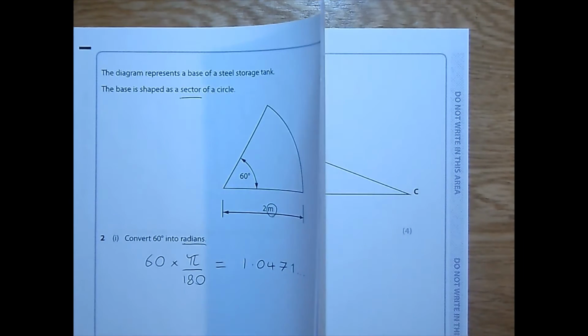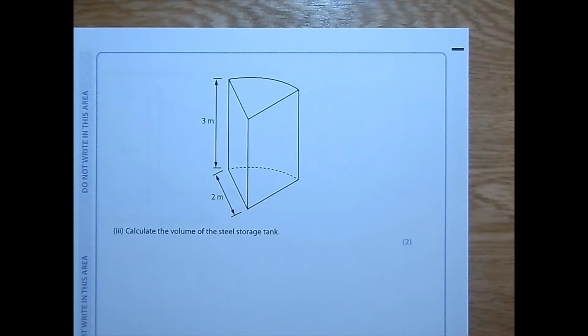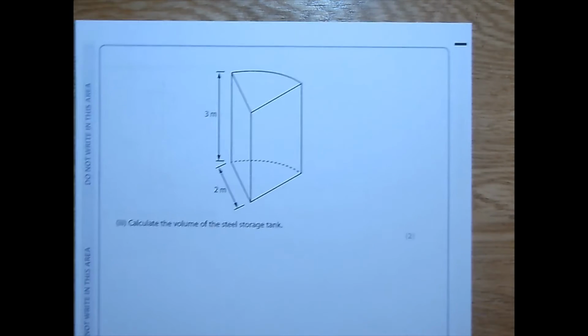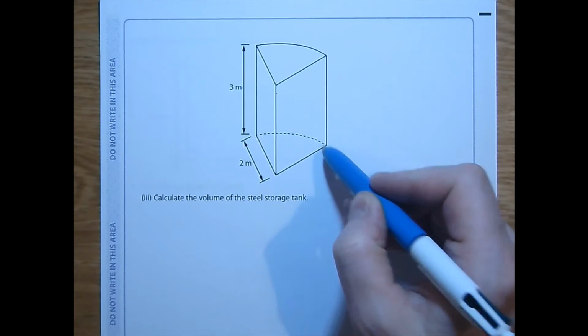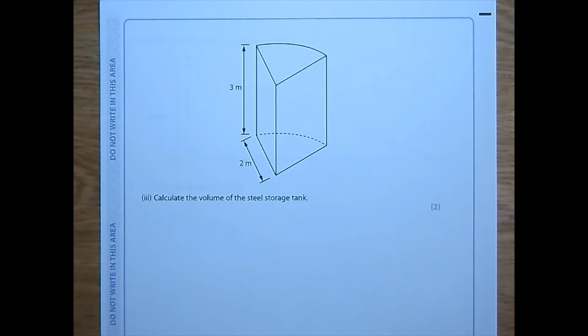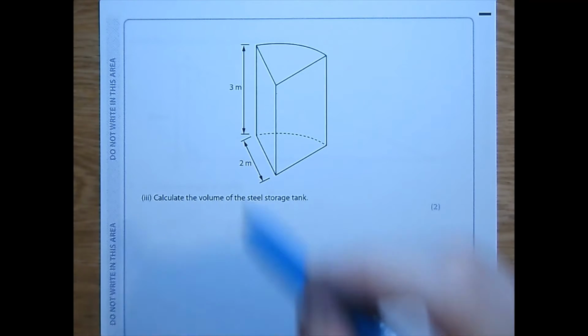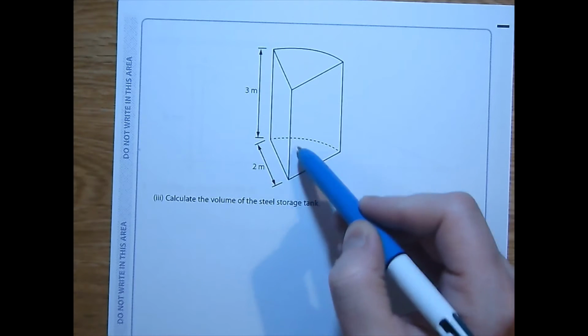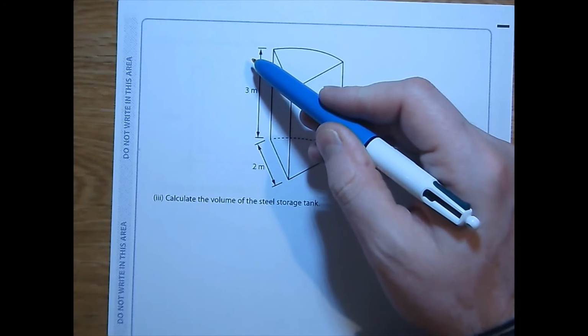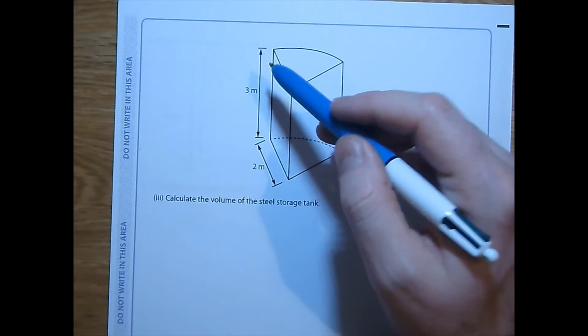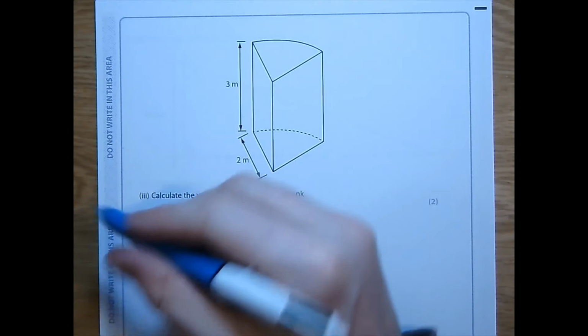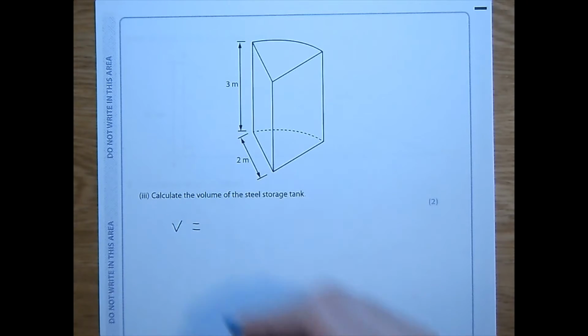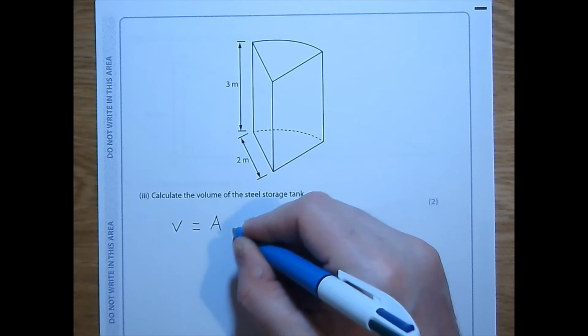Okay, let's continue over the page because there's more to this question. We're asked to calculate the volume of this same steel storage tank. It's the same tank, it's part of the same question, and you can see it's got a sector for its base. Now, I know that the way we calculate the volume of this kind of shape, specifically a prism, is to do the cross-sectional area times the perpendicular height. Look out for any slope height or anything like that, but no issues with that here today. So I know that the volume will be equal to the area times the height.